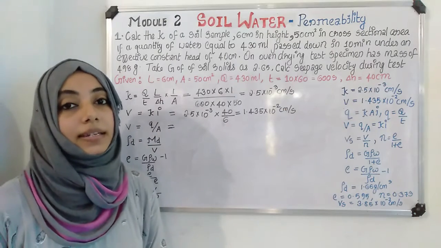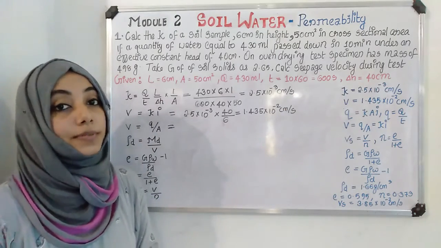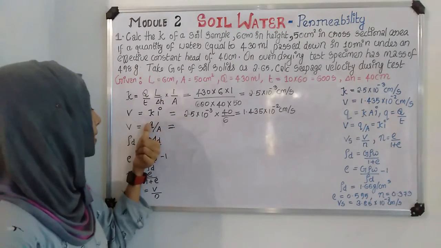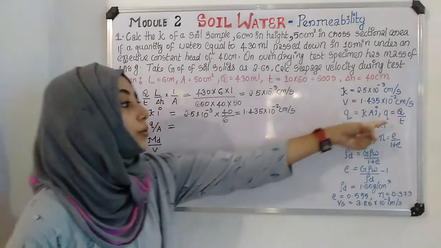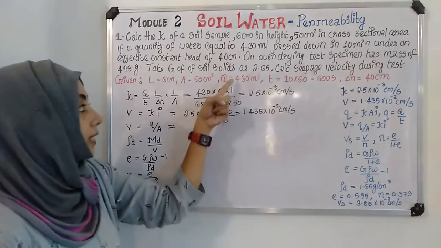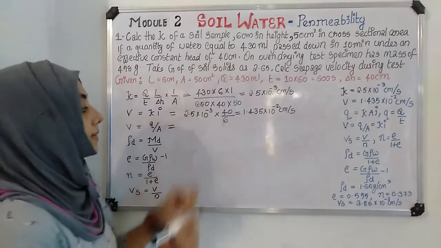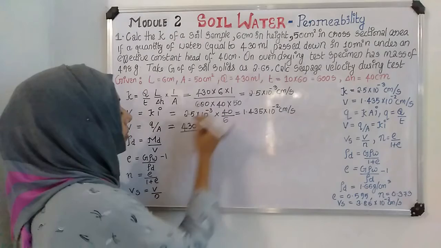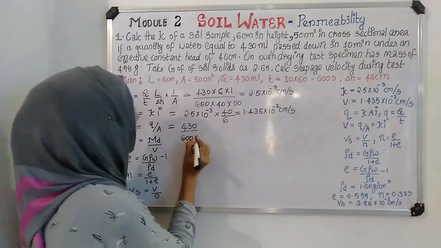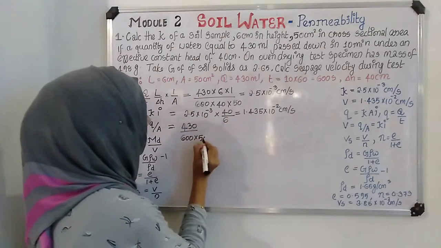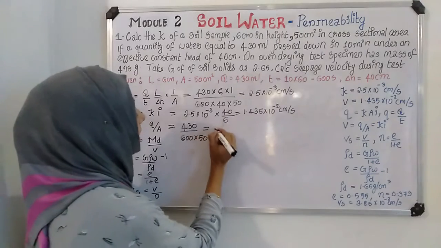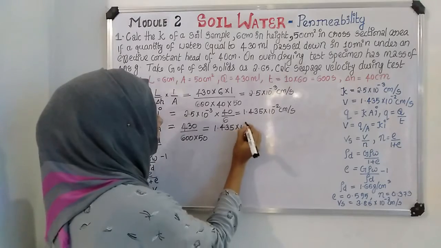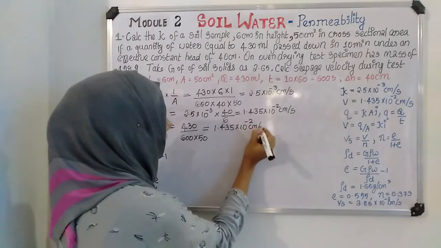In order to find discharge velocity, we can also use the equation v equal to q by A, where small letter q is equal to Q by t. That is, capital letter Q is 430 divided by our time, time is 600, into area of cross section 50. Then we also obtain the same value, 1.435 into 10 raised to minus 2 centimeter per second.